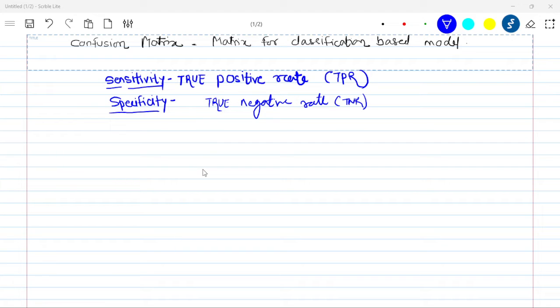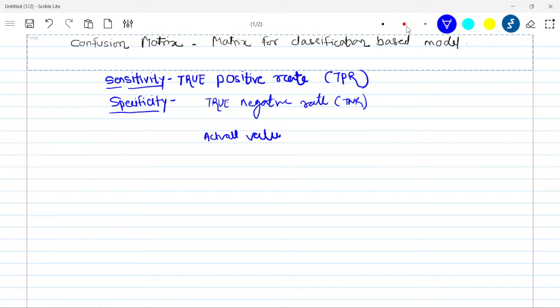Now let's revise in a minute what is the way to represent the confusion matrix. So we know that we have the actual value, and always remember that confusion matrix is only applicable for classification based models. Actual value: last time we took the important example that a person has a disease and a person doesn't have the disease.